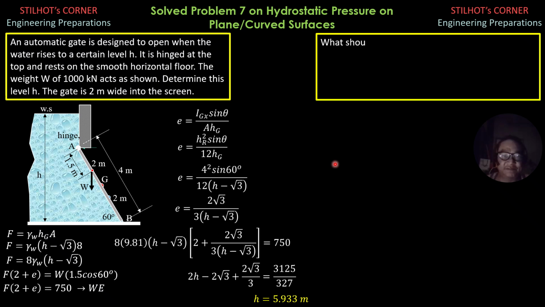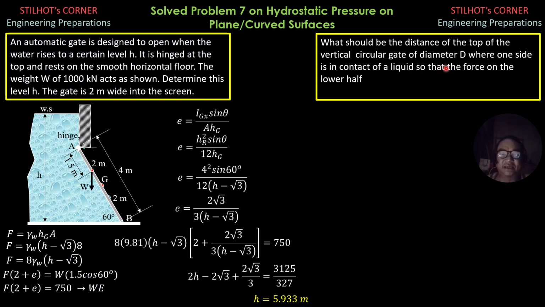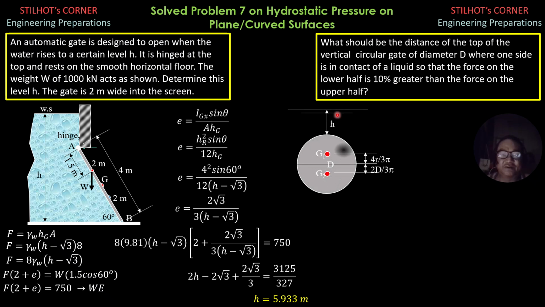Then for the second part, we have this problem. What should be the distance of the top of the vertical circular gate of diameter D, where one side is in contact with a liquid, so that the force on the lower half is 10% greater than the force on the upper half? So this is the figure for us to analyze. We are looking for this H here, and the condition is that the force acting at the center of pressure on the lower half of this circular plate or gate is 10% greater than the force on the upper half.